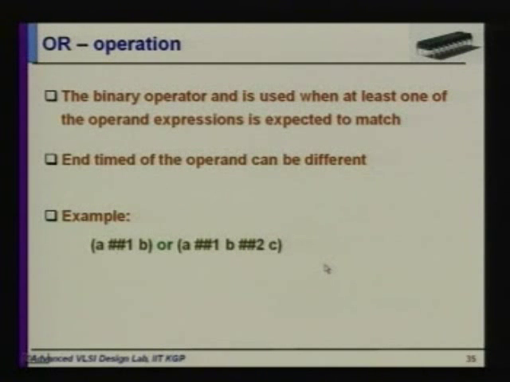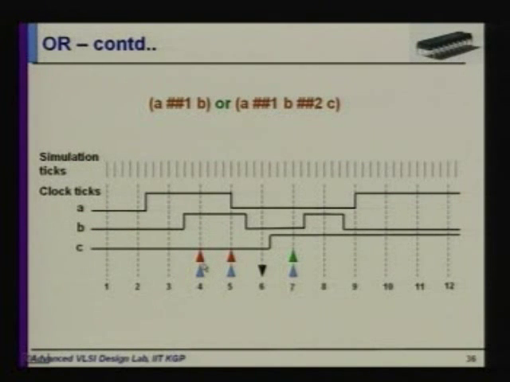There is an OR operation also. It says that if either sequence 1 or sequence 2 matches, we will match the total expression. Like this here, sequence 1 matches in clock cycle 4, and we get a total match. The red ones are sequence 1, the blue and the green ones are sequence 2, and the blue is the total. So here neither sequence 1 nor sequence 2 matches in clock cycle 6, so it's a failure.